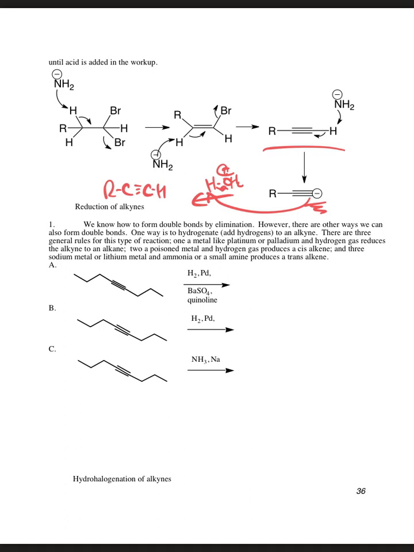Now, acetylenes, or alkynes, we can reduce in 3 different ways. With hydrogen and palladium, we completely reduce the alkyne all the way to the alkane, because there's nothing to stop the reduction. With barium sulfate and quinoline added, we end up getting the cis alkene. And with sodium and ammonia, we go through a radical process and form the trans alkene. And those are the ways we can reduce a triple bond.